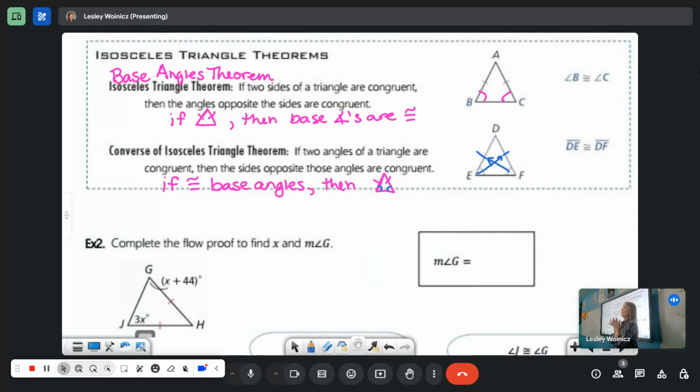Here's the thing. When you are writing your proof, if you're writing it out by hand, I don't care if you call it the base angles theorem or the isosceles triangle theorem. Same thing with this one. You could call it the converse of the base angles theorem or the converse of the isosceles triangle theorem. If I am supplying them in multiple choice, you're obviously going to have to recognize the real name. Does that make sense?